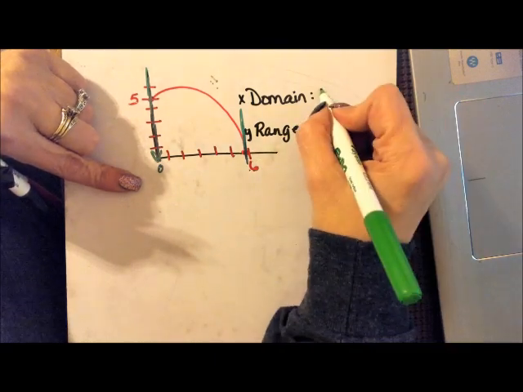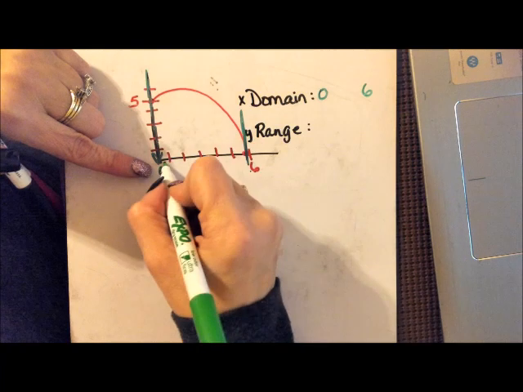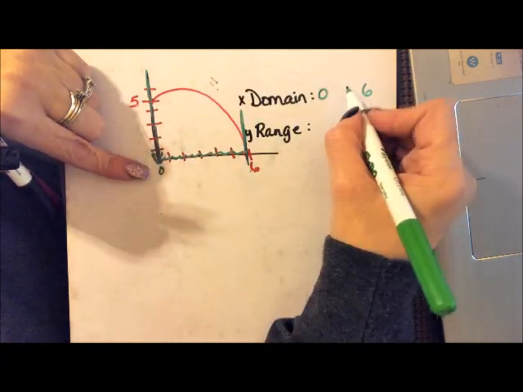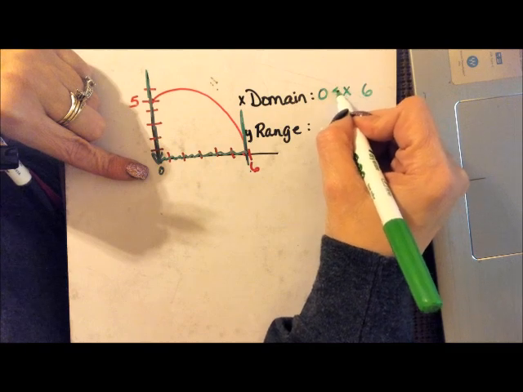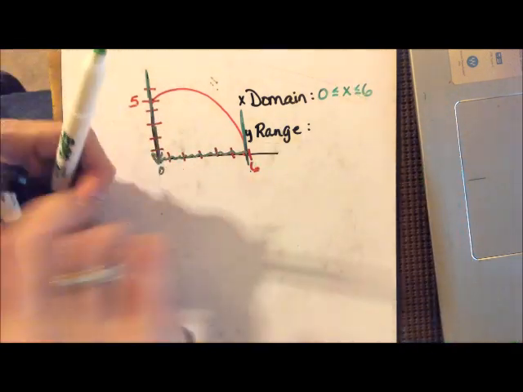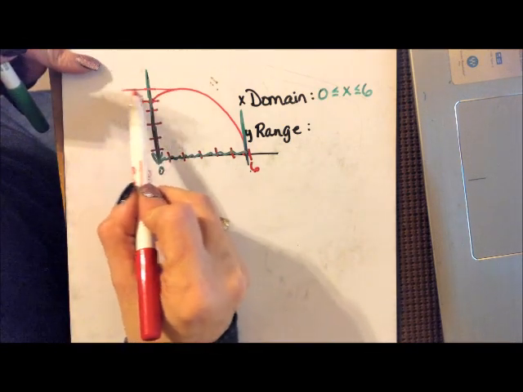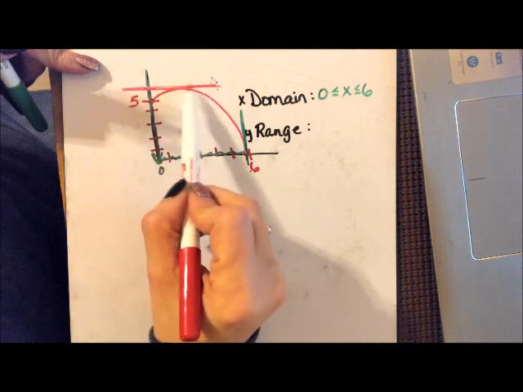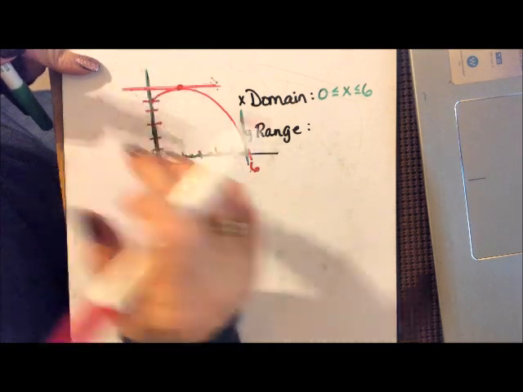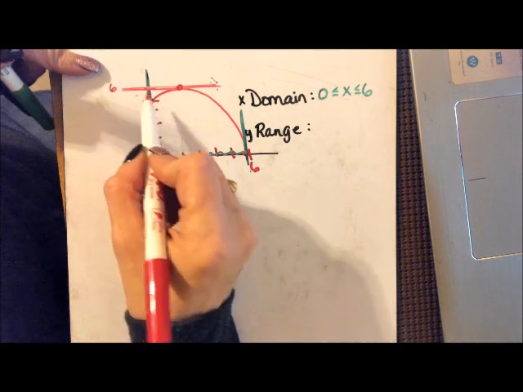So my domain goes from 0 to 6. It's every single value in between, all these numbers. This is where my graph is. So domain is the x, so 0 less than or equal to x, less than or equal to 6. Now let's look at how tall it is. Well, this is the highest point right here. It goes all the way up to here, which in our situation, I guess we really should have said 1, 2, 3, 4, 5, 6, so it goes up to 6.